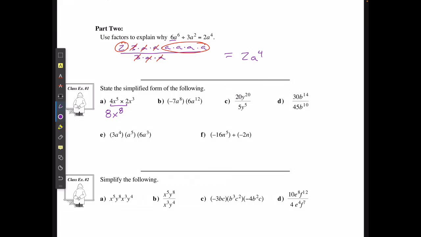For example B, if I have negative 7a to the 8 times 6a to the 12, I'm still going to multiply the coefficients first. Negative 7 and 6 gives me negative 42. a to the 8 times a to the 12 is a to the 8 plus 12, or a to the 20.